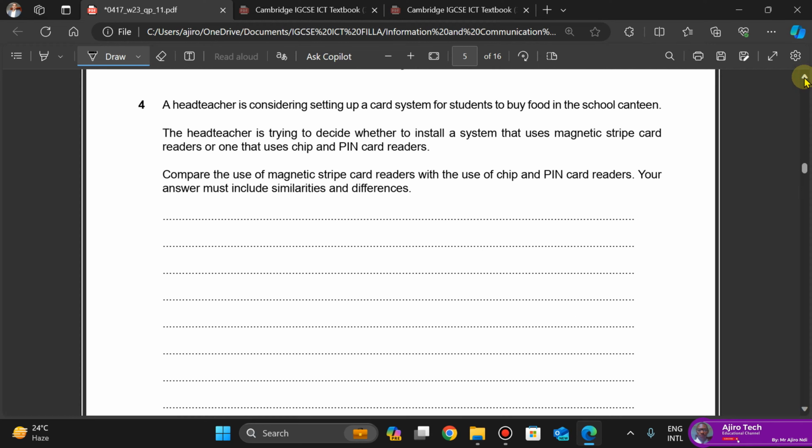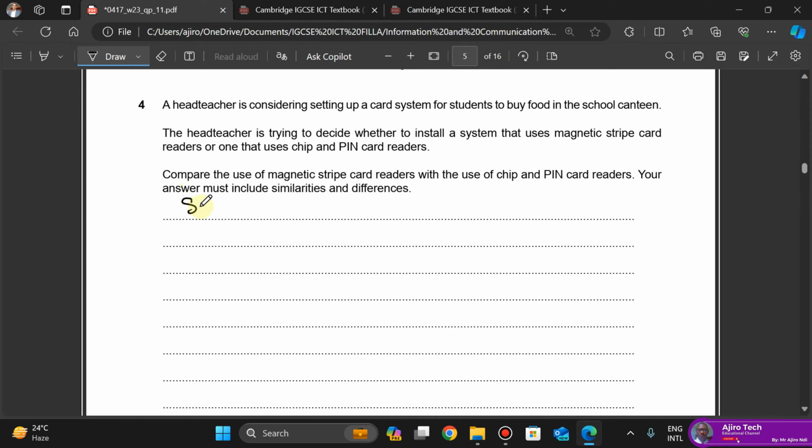Question 4. A head teacher is considering setting up a card system for students to buy food in the school canteen. The head teacher is trying to decide whether to install a system that uses magnetic stripe cards or one that uses chip and pin card readers. You're going to see this in chapter 2 where we talk about direct data entry, under the types of card readers. Compare the use of magnetic stripe readers with the use of chip and pin readers. Your answer must include similarities and differences.